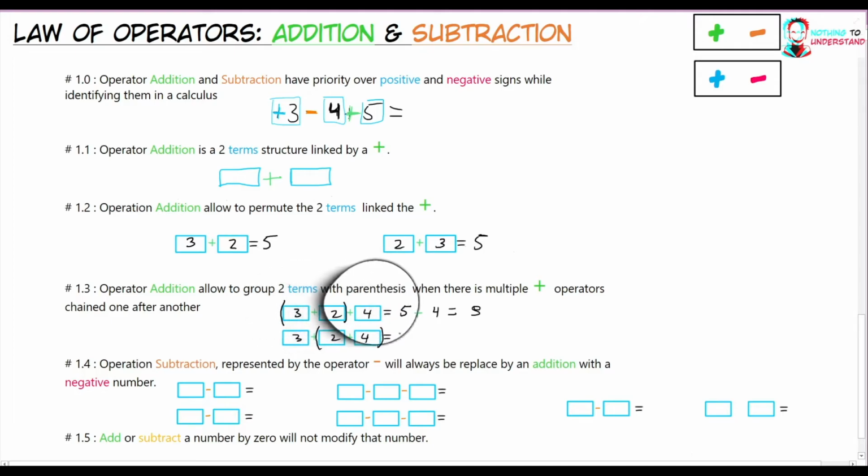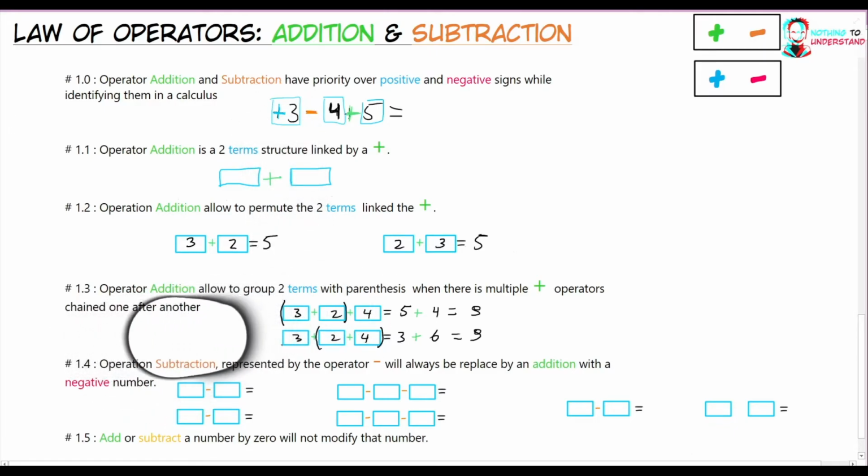So here again, I write the 3 and the plus because I didn't use them. And then I do 2 plus 4, which is equal to 6. So I have 3 plus 6, which is equal to 9. Do you see? I get the same answer even if I group the terms. So addition is a very friendly operator because basically you can do whatever you want with it.